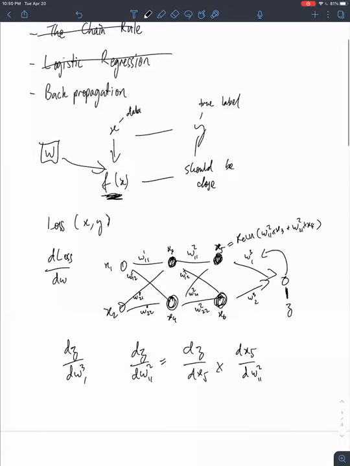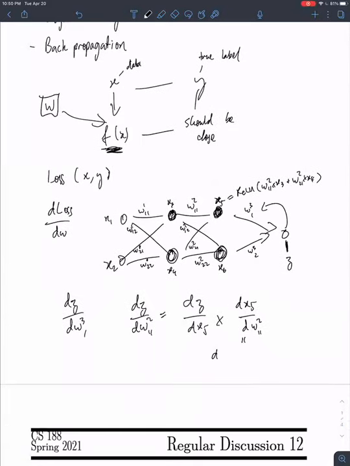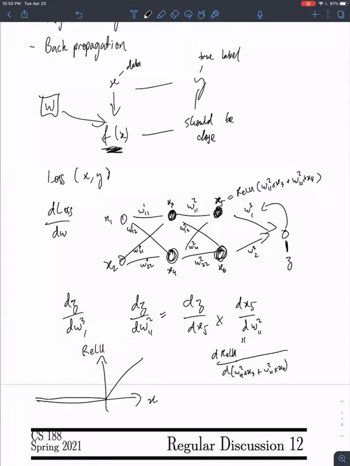So this dx5 dw112 is equal to d ReLU on d input, like that's the derivative of the ReLU. So d ReLU on d(w112 x3 plus w212 x4). Remember, this is what ReLU looks like. So the derivative is either 1 if you're here or 0 if you're here. So this is easy.